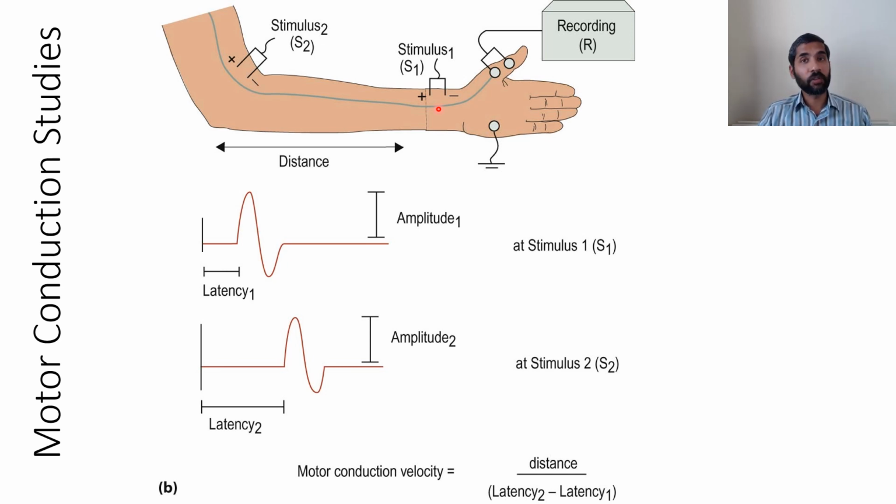And then you can also do other kinds of studies. For example, you could look at the shape of this motor unit, this compound motor action potential, and you can get some information, but more on that later.